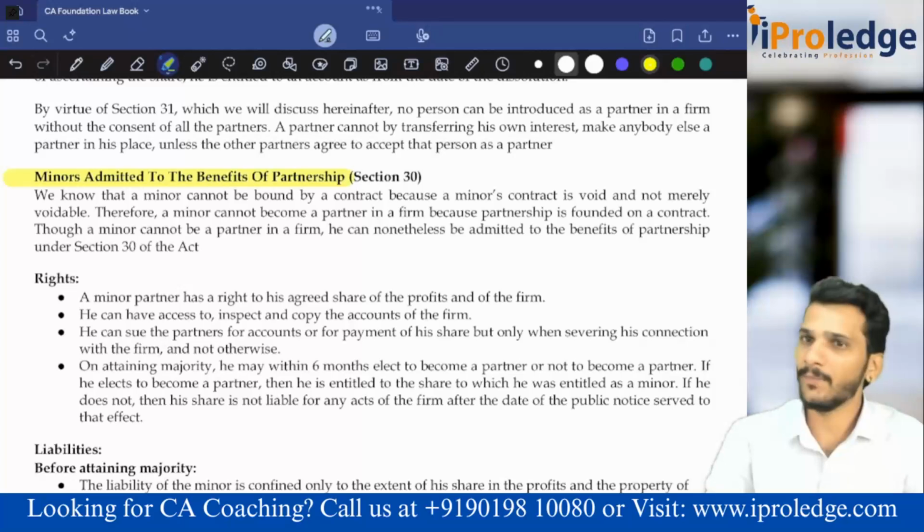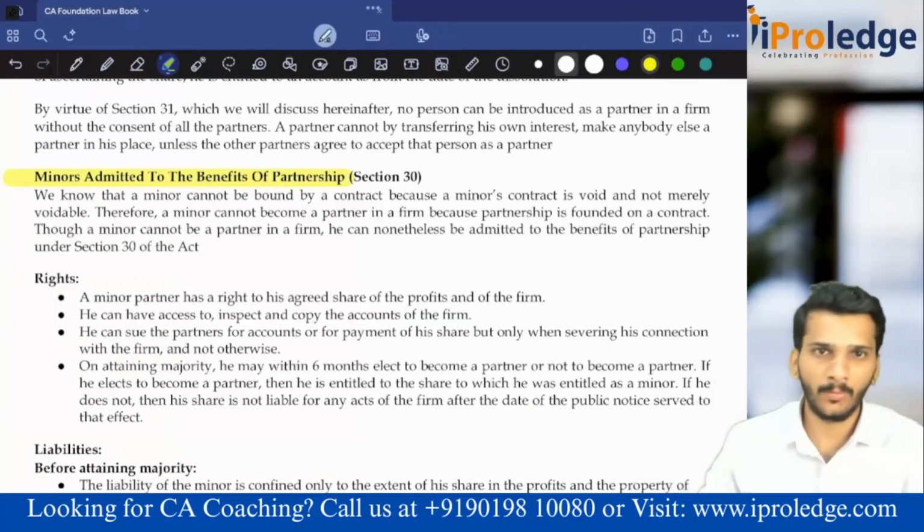That is what I am telling: only to the extent of the share of profit derived from the partnership firm.